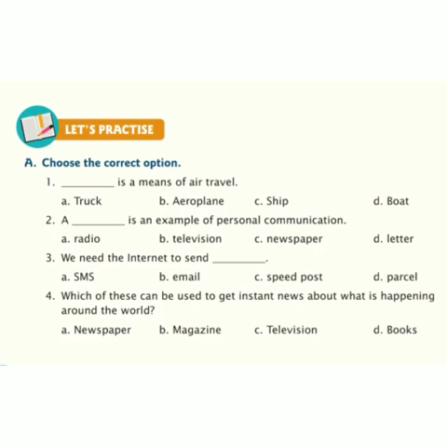Third, we need the internet to send the dash. A. SMS. B. Email. C. Speed post. D. Parcel. Now the fourth one. Which of these can be used to get instant news about what is happening around the world? A. Newspaper. B. Magazine. C. Television. D. Books. Now students, pause your video and choose the correct option.